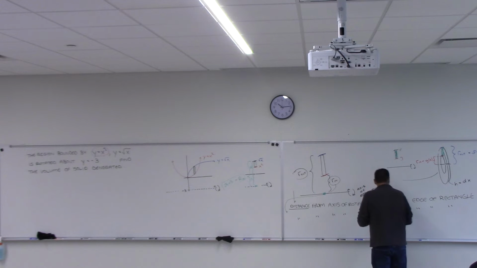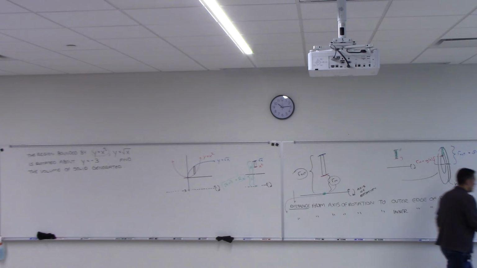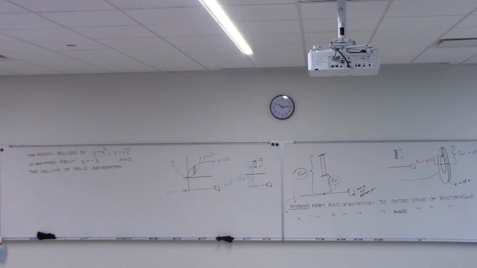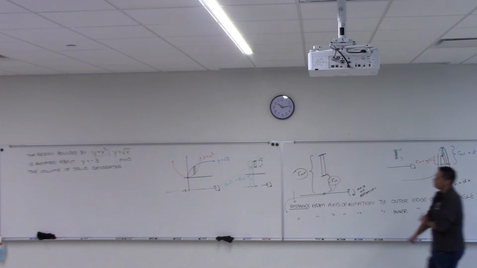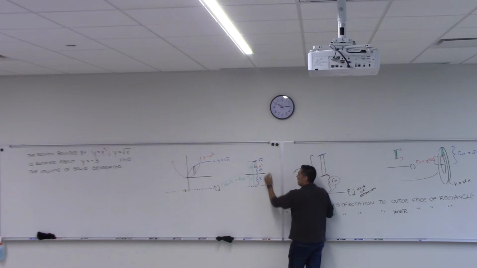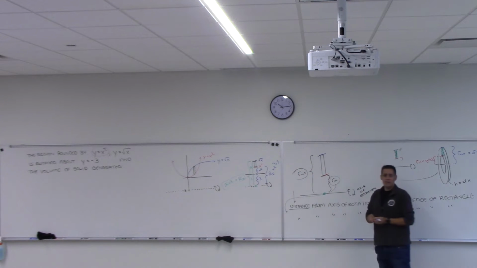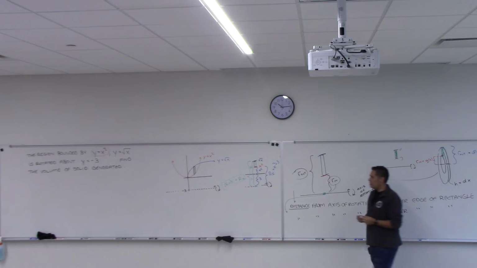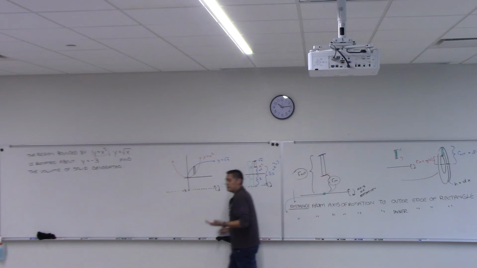What about your inner radius? X squared plus 3, right? From here to here, that's x squared, but from here to here, that's 3. And so from here to here, that's your inner radius, that's x squared plus 3. Yes? Okay. We got everything we need. We just set up the integral now.